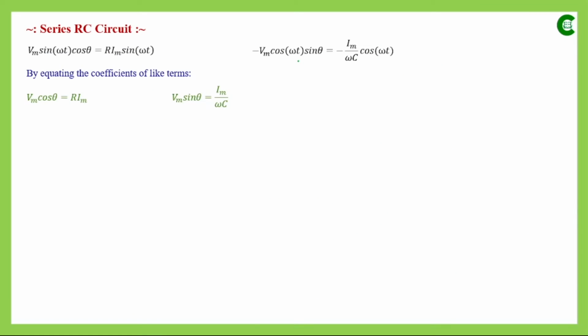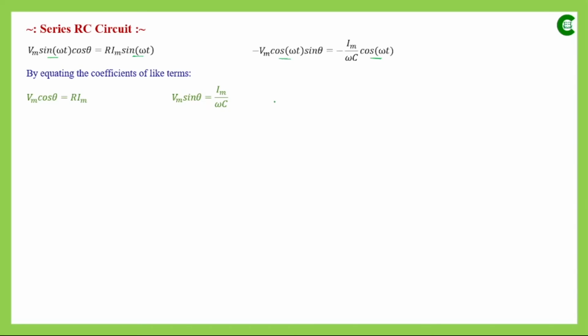Now if we equate the coefficients of like terms, from the first equation the like term is sin omega t, and from the second equation the like term is cos omega t. So if we equate the coefficients, the relationship that we get from the first equation is Vm cos theta equals R Im, and from the second equation it is minus Vm sin theta equals minus Im by omega C. Minus minus will cancel each other, so it will be Vm sin theta equals Im by omega C.